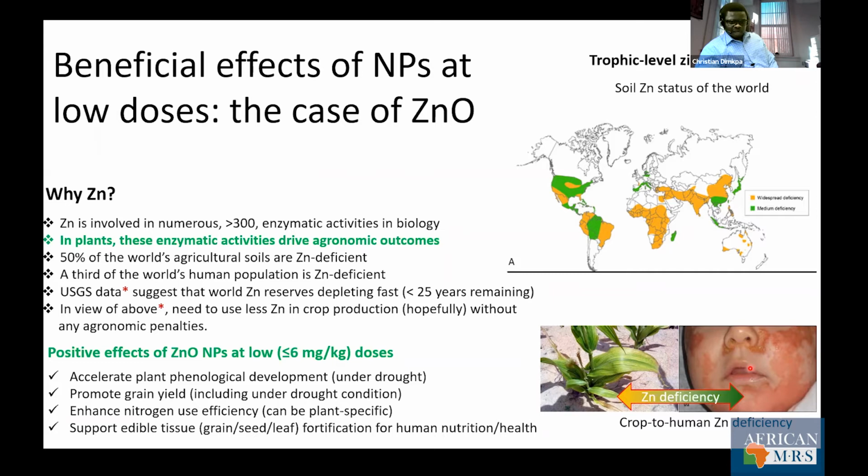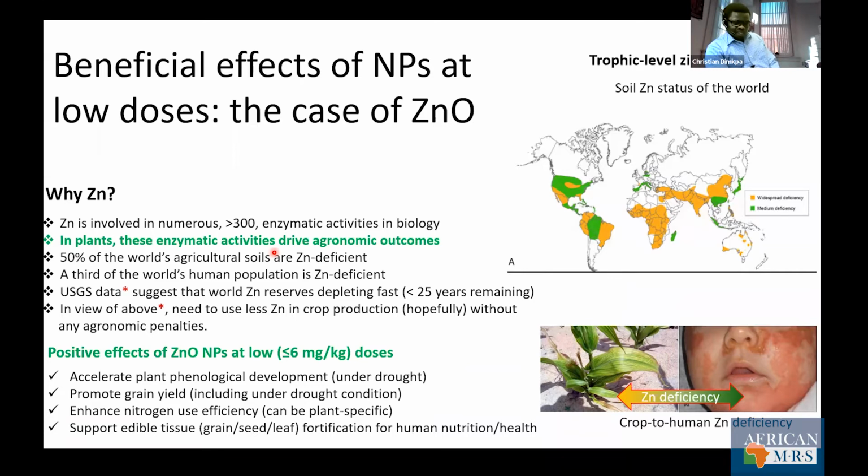So the role of agriculture will be to see how we can use fertilizers, feed them to the crop, and then use the crop to feed the humans, so that this type of zinc effect will be less obvious. To make matters worse, the US Geological Survey has data that show that the world's zinc reserves are depleting very fast, and it looks like in the next 25 years we'll be running out of zinc in the soil, barring the discovery of new mines in places that are not known yet. So in view of all of these issues, there's need to use less zinc in crop production. Hopefully we can do so without any agronomic penalties.